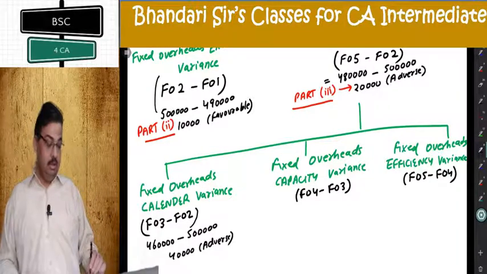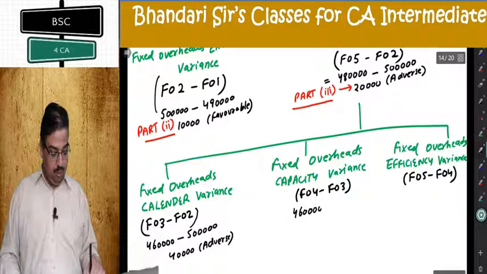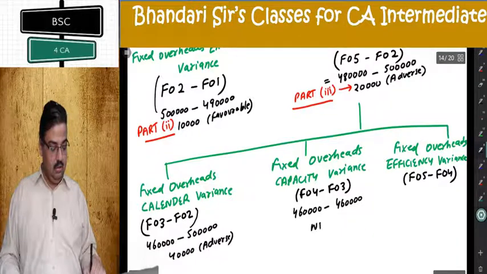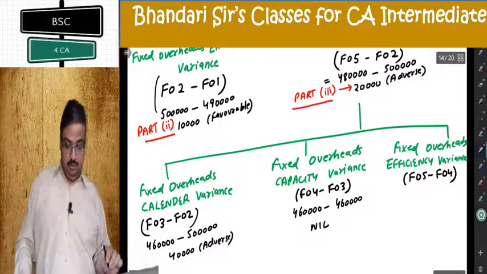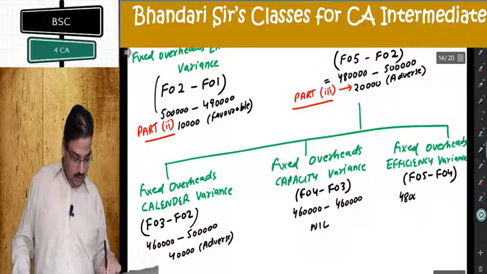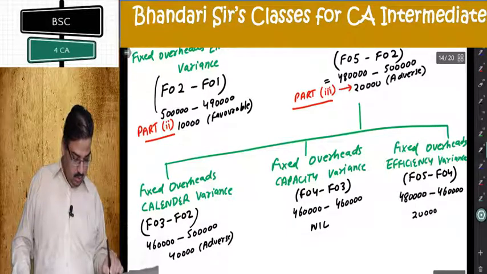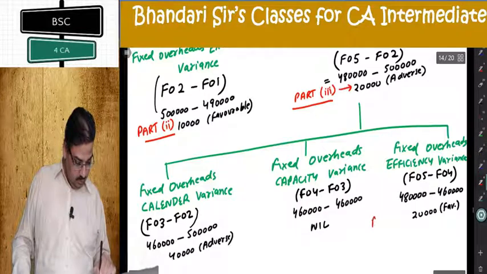Now the part answer is this. This is 4,60,000 minus 4,60,000. This is nil. Capacity variance is nil. Not wanted in the question. Efficiency: 4,80,000 minus 4,60,000, 20,000 favorable. This is the part 4 answer.